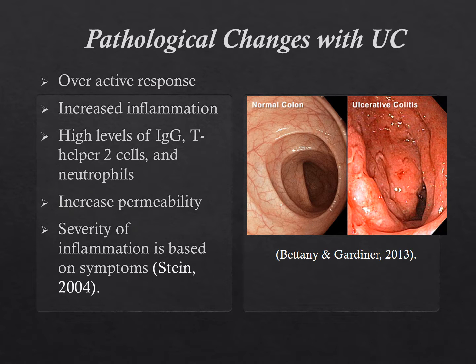The lining of the intestine is exposed to a variety of food, antigens, and pathogens. Ulcerative colitis occurs when there is an overactive response to these elements, causing increased inflammation of the bowel lining. Studies suggest that ulcerative colitis patients demonstrate high levels of immune globulins, IgG, T helper 2s, and neutrophils in the mucosa plasma cells, which creates an increased intestinal permeability in these patients. The severity of the inflammation is based on the symptoms. As the disease progresses, the inflammation causes the mucosa to be replaced by scar tissue.